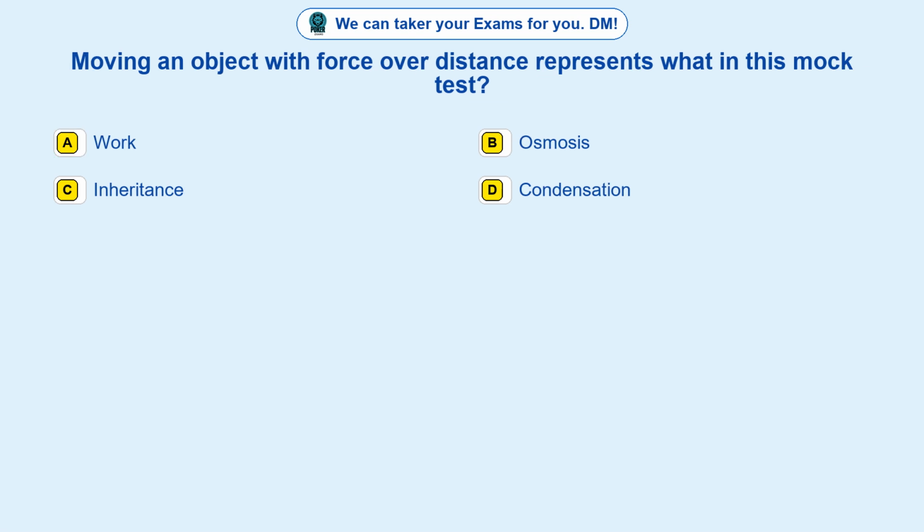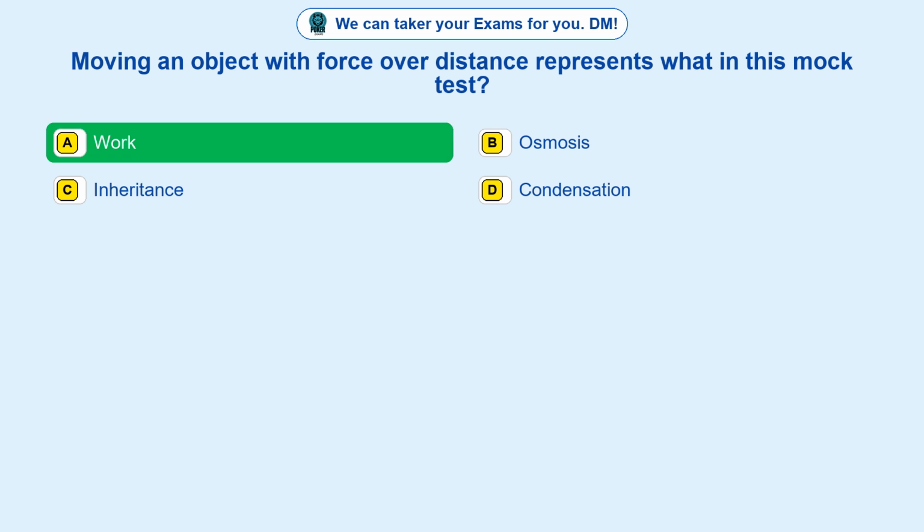Question 59. Moving an object with force over distance represents what in this mock test? Option A, work. Option B, osmosis. Option C, inheritance. Option D, condensation. The correct answer is option A, work.